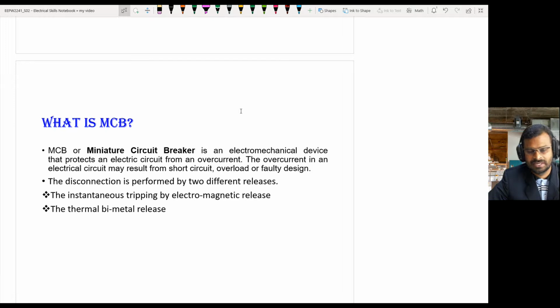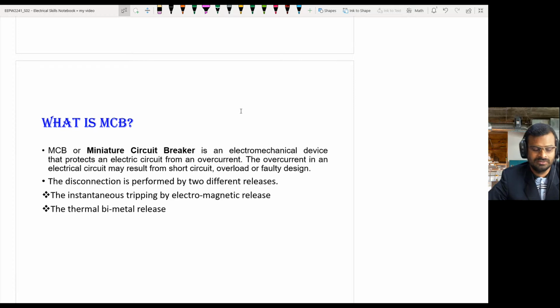On the other hand, we have the second type of fault, that is the overload fault, where the load current is a little greater than the rated current of the MCB. In that case, the MCB is going to trip, but not instantaneously. It takes a little time, and the time depends upon the amount of excess current. If the excess current is very high, it will trip fast. If the excess current is low, it takes a bit of time.